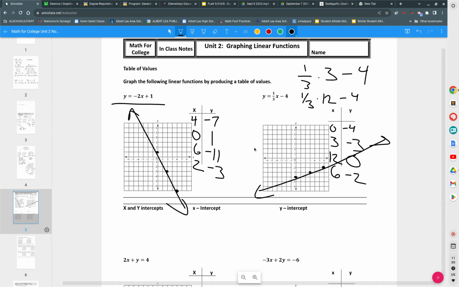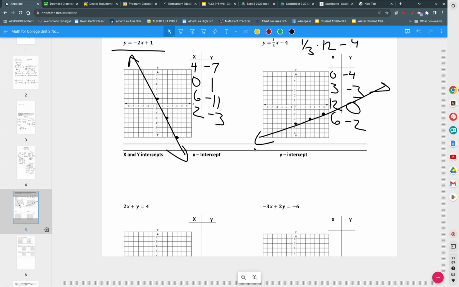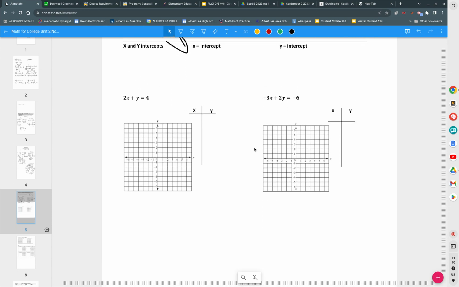Second way, and this is one of my favorite ways. I use this all the time. A lot of people don't necessarily take to this method, but it's important. Your teachers like to do it a lot, and it's super helpful in mathematics. It's called your x and y intercepts. This spot where it crosses the x-axis is called your x-intercept, and it has an xy value to it. This spot right here is called the y-intercept, and it has an xy value to it.